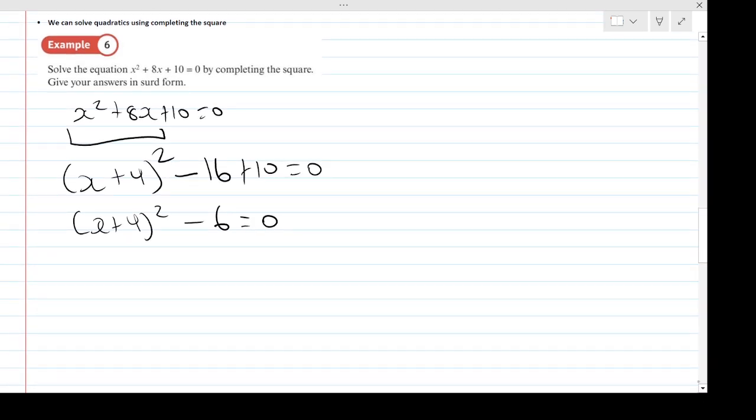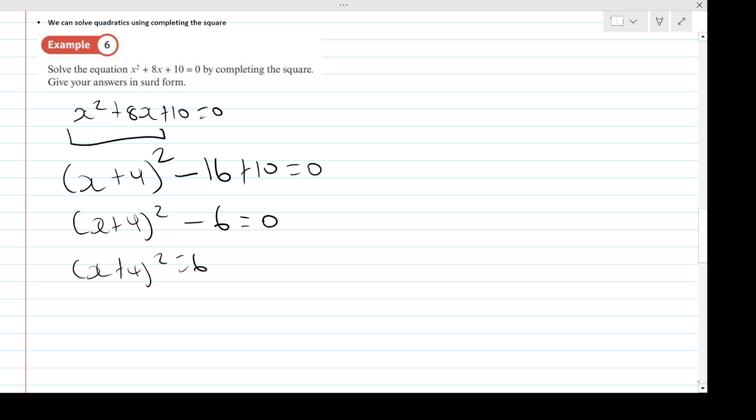Now, we can solve this, right? Because notice I have a square number, I have something squared. I can move the 6 around. Because remember, the whole strategy is to get x on its own. So I want to move everything else not involved with x to the right. So let's move this 6 to the right hand side. So I'm going to have x plus 4 squared equals 6.